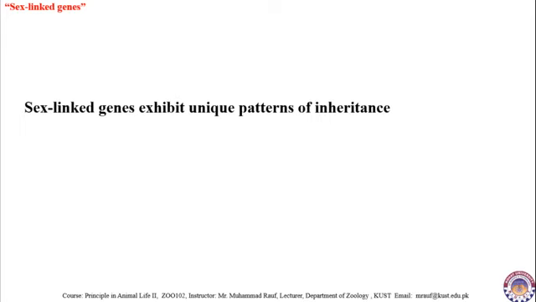Now, introduction. Sex-linked genes exhibit unique patterns of inheritance. Sex-linked genes are those genes which are located on sex chromosomes. For example, the sex chromosomes in the human female are XX and in the human male are XY. So the genes which are located on these sex chromosomes are known as sex-linked genes.